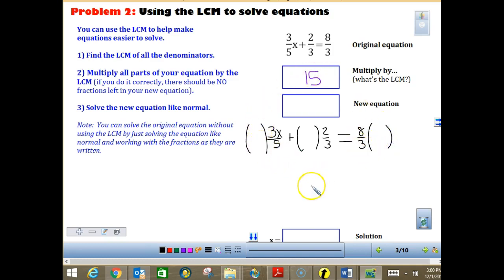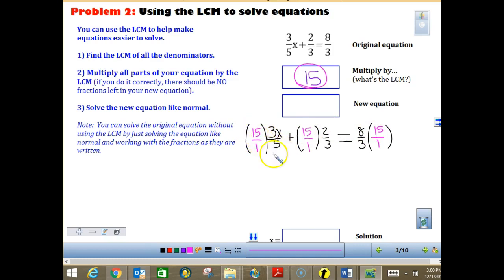What I'm putting inside each of our parentheses is my least common multiple. And I'm going to write it as 15 over 1, and I'm going to put it as 15 over 1. And I'm multiplying every single term by that. Okay, everyone filling in their notes as we're going? Okay. So I want to start simplifying.